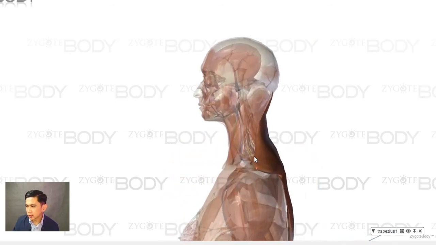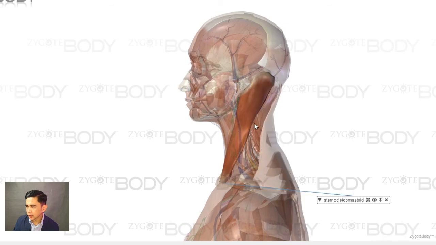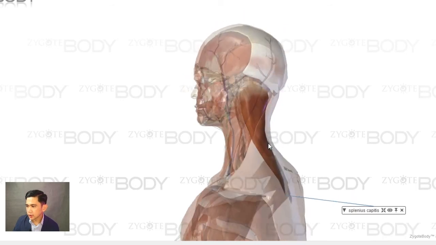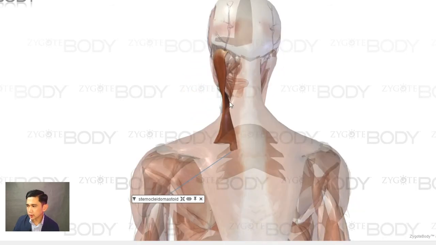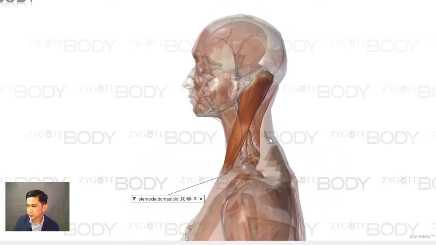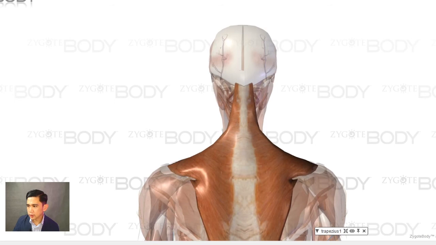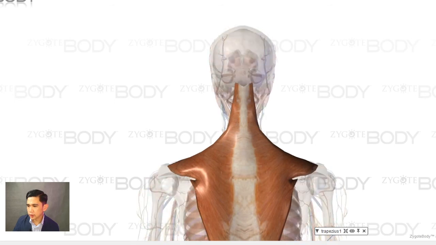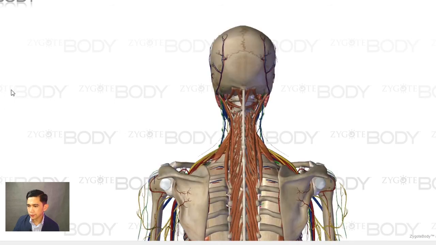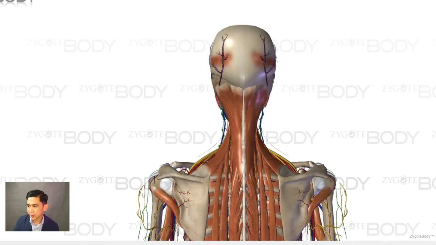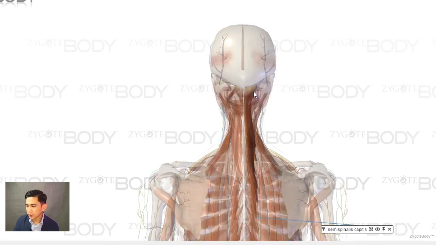Okay, now we have here the splenius capitis, it goes to the side. And we have here the semispinalis capitis. Okay.